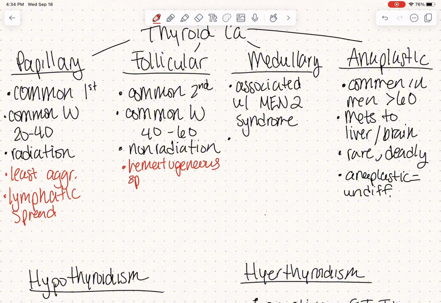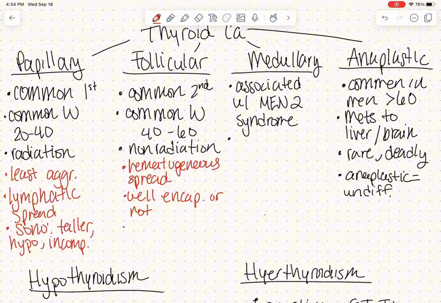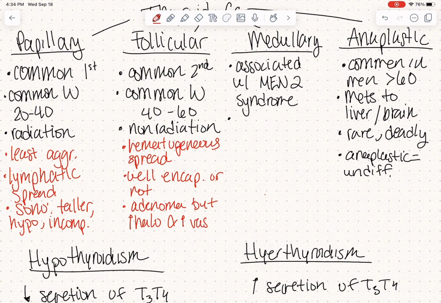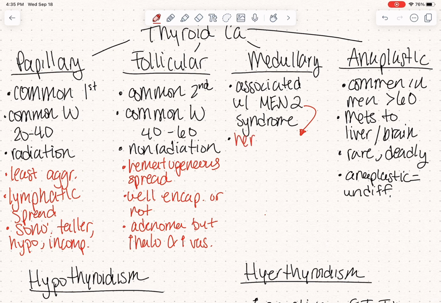So for papillary, it has that lymphatic spread, and for follicular, it has that hematogenous spread, which is it spreads through the blood system. For follicular, it looks like an adenoma, but once it has that increased halo and hypervascular, it's more on the malignant side.